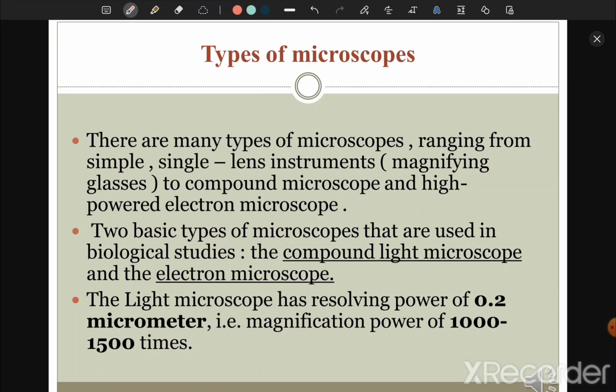So in our studies regarding the light microscope, it's found that the resolution power of the light microscope is about 0.2 micrometer. So it can see two objects as separate objects at a distance of 0.2 micrometer. And it has a magnification power of 1,000 to 1,500 in some textbooks, and from 1,000 to 2,000 times it magnifies the ultrastructures in the cell.